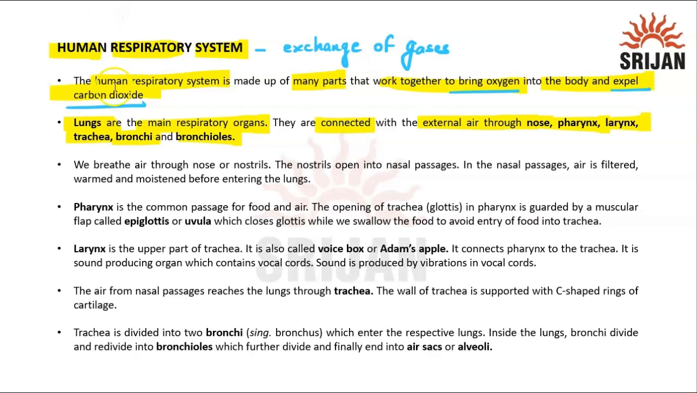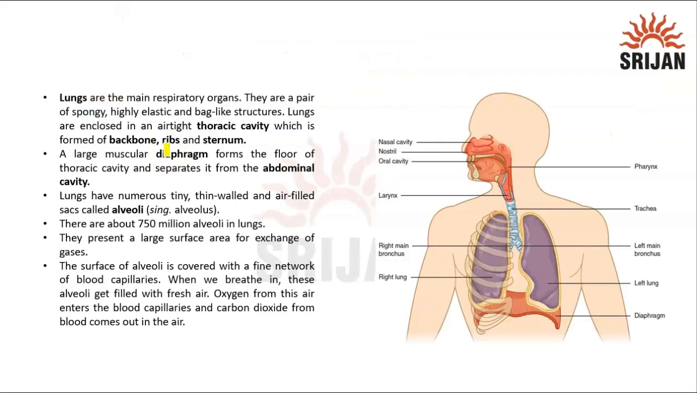Now, if I show you the diagram of the human respiratory system, here you can see the different parts that are involved: the nasal cavity, the nostril, then the oral cavity, the pharynx, and the trachea. Then you have the bronchi, with a left main bronchus and right main bronchus, and then the right lung and left lung, and the diaphragm, which is another very important part of the respiratory system. These are the major parts, and you can see where exactly they are present.